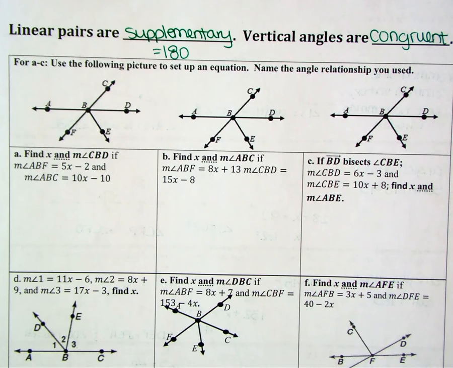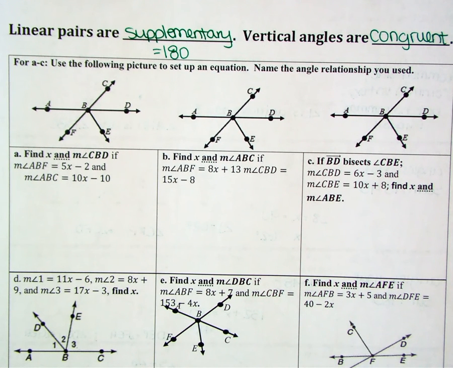So use the following picture to set up an equation. Name the angle relationship you use. So up until this point, really the two that we're going to look at are linear pair or vertical. And so all we're going to do is set up the equation, we're not going to solve.